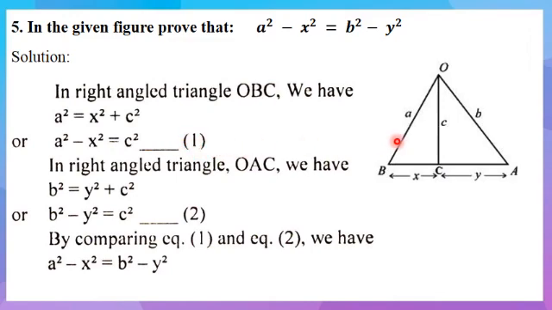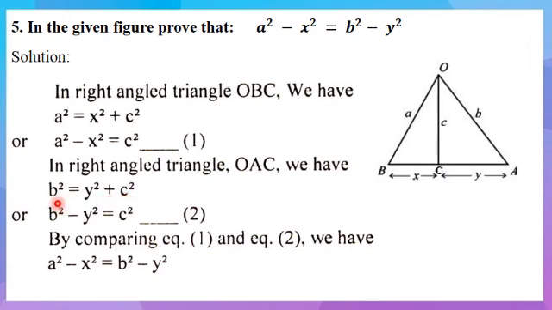Now consider the second triangle, that is OAC. Again it is a right angle triangle with a right angle at C. In this triangle, our base is y, our perpendicular or altitude is c, and the hypotenuse is b. So we can apply the Pythagoras theorem over here, that hypotenuse square, which is b, is equal to base square, which is y, and perpendicular square, which is c.